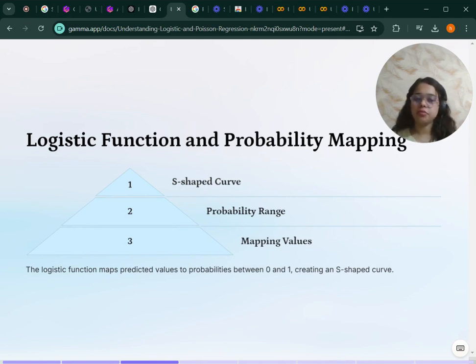Now, logistic function and probability mapping. At the heart of logistic regression lies the logistic function, which maps the predicted values to probabilities. The resulting S-shaped curve ensures all the probabilities fall between 0 and 1. For example, as income increases, the probability of making a purchase rises, but it plateaus at 1, meaning it can't exceed 100%. And this is our logistic curve, and then we have probability range and value mapping.